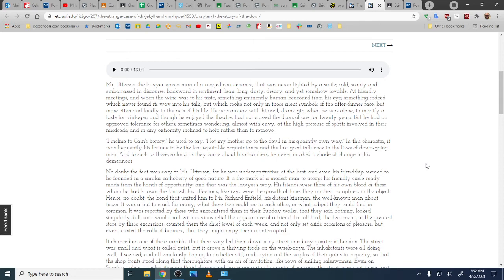In this character, it was frequently his fortune to be the last reputable acquaintance and the last good influence in the lives of down-going men. And to such as these, so long as they came about his chambers, he never marked a shade of change in his demeanor.